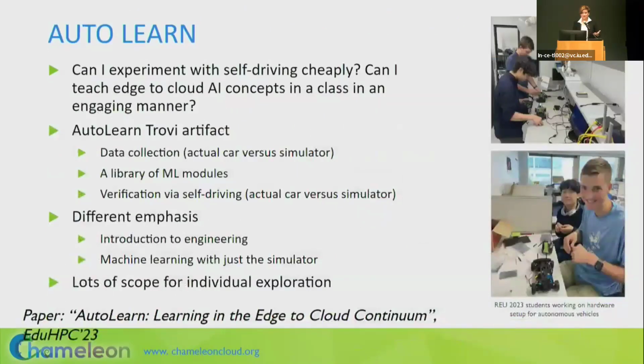AutoLearn, I already mentioned, was something that we developed in collaboration with one of our users from Rutgers. He was teaching machine learning to kids, essentially by teaching them how to train and then operate self-driving vehicles. And we said, well, can we adapt it to Chameleon and to very commodity mainstream vehicles that you can get from Amazon? A couple of years ago, we had some students working on that project who developed a module that others can now use to do self-driving experiments on Chameleon.